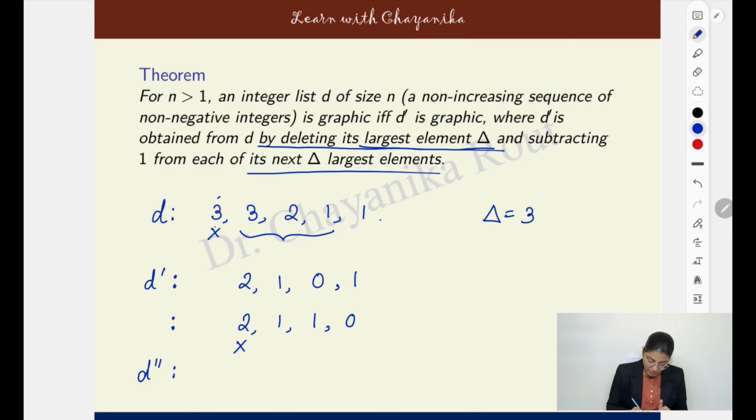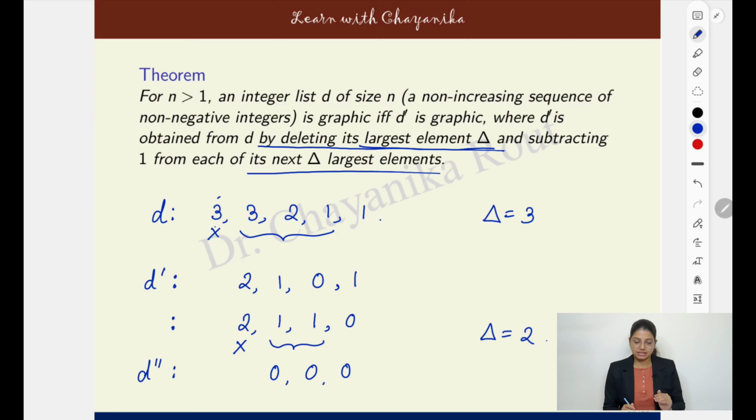So we will remove the very first element, that is the largest element. So delta is 2 in this case, and since delta is 2, I am going to subtract 1 from each of the next 2 elements. Since 2 is deleted, the next 2 elements exactly will be facing reduction in their values. So 1 becomes 0, this one also becomes 0, and this 0 does not face any reduction and remains 0. So we obtain the new sequence D double dash. See, the number of terms further reduced by 1.